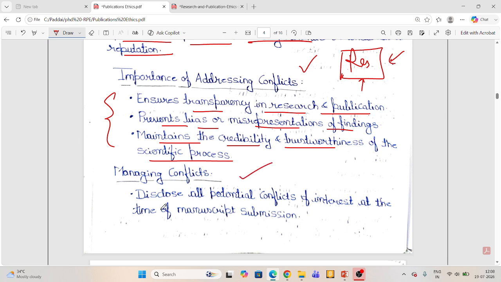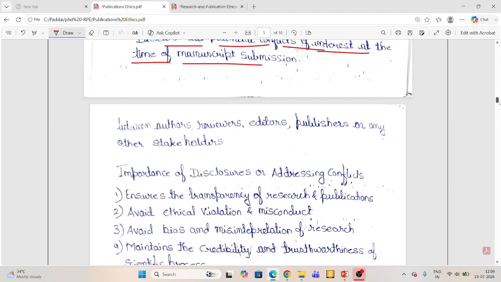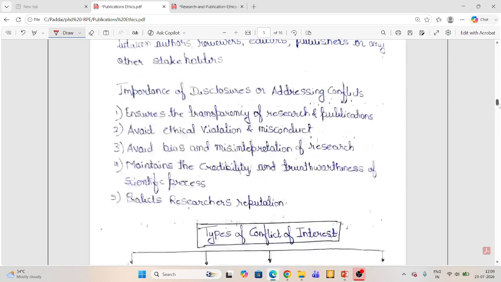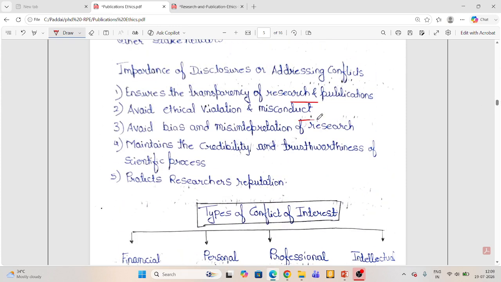How would you manage the conflict? Disclose all potential conflicts of interest at the time of manuscript submission. अगर आपने कोई पेपर पढ़े हैं, रिसर्च पेपर्स पढ़े हैं या पब्लिकेशन पढ़े हैं, you must have seen there is a note or a line which says there is no conflict of interest among the authors, right? So there is no potential conflict of interest among the authors. This is written there. So this is a declaration कि आप करते हो कि ऐसा कोई conflict of interest नहीं है. ठीक है? Now, importance we have already done.